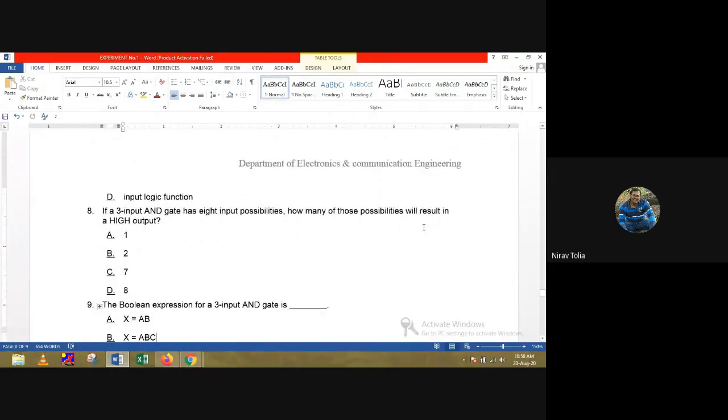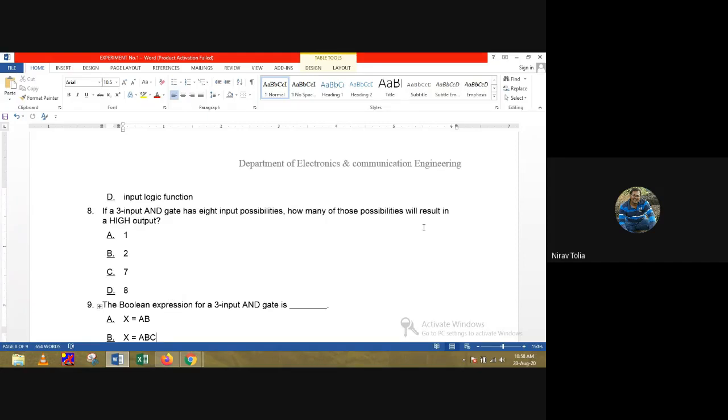Now, if we have a three input AND gate, it has 8 input possibilities. As we have three inputs, how many possibilities do we have? For n inputs, we have 2 raised to n possibilities, as I already said. So for 3 inputs, n is equal to 3, so 2 raised to 3 gives 8. So for a 3 input AND gate, we have 8 different possibilities. How many of those possibilities will result in a high output?